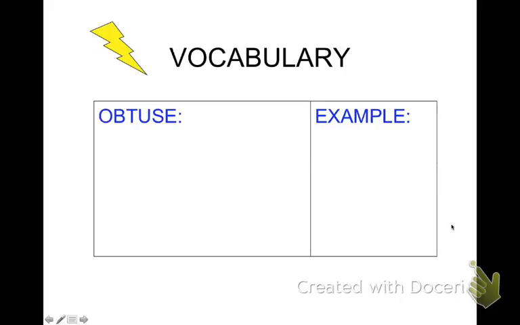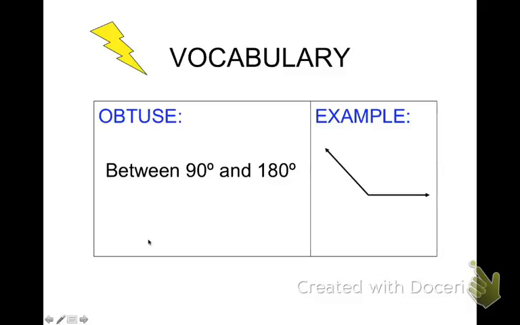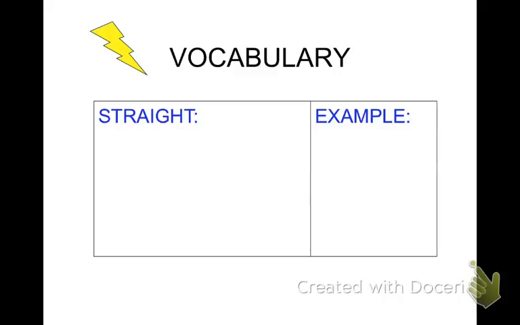Okay? All right, obtuse would be what? Between what two numbers? 90 and 180. Okay, so make yourself an obtuse angle over there in the example. And then what would be a straight angle? Exactly 180 degrees, good. And that would just be a straight line.